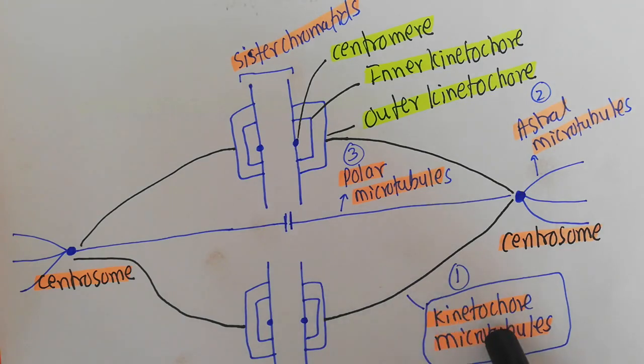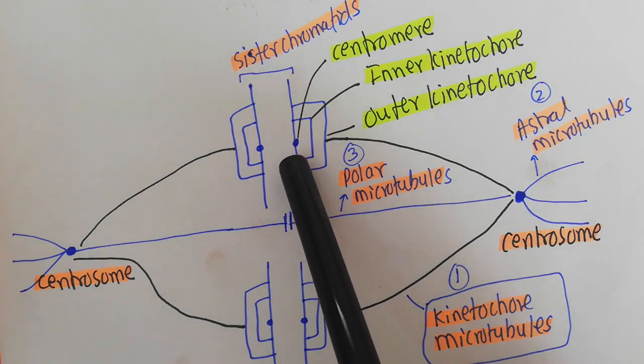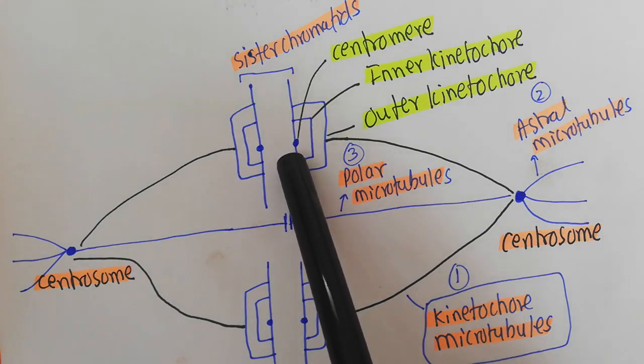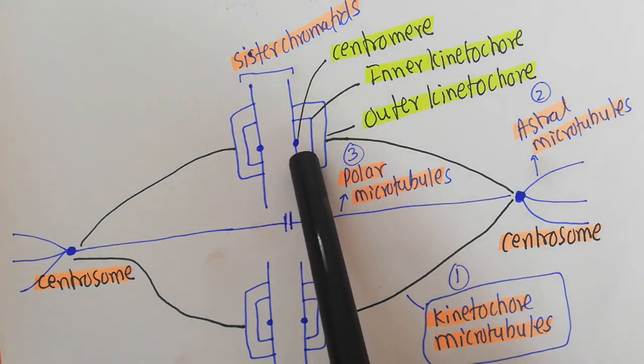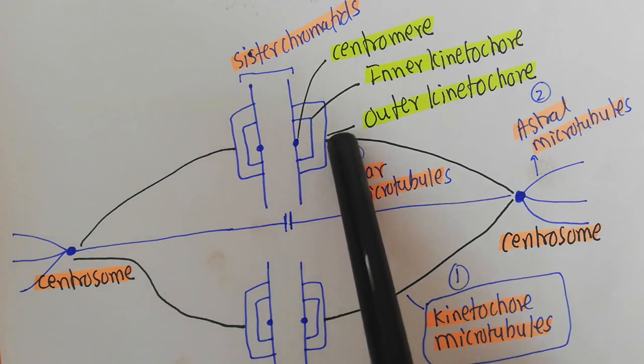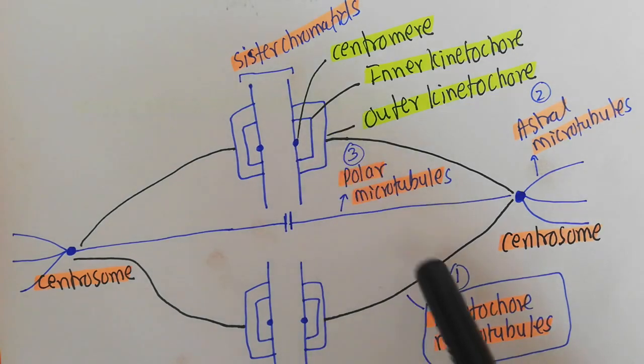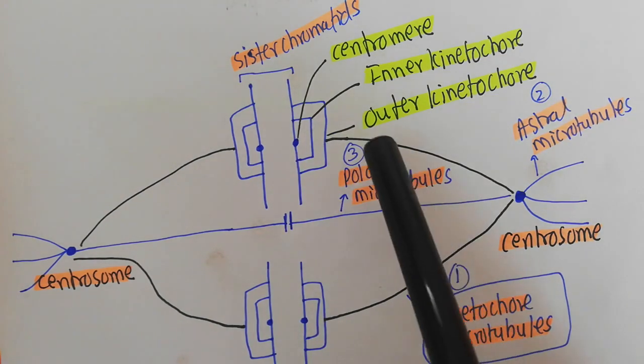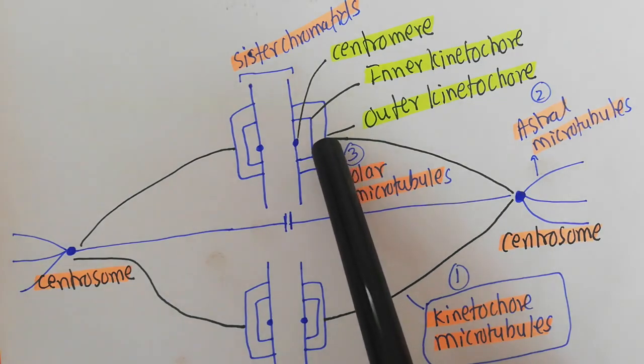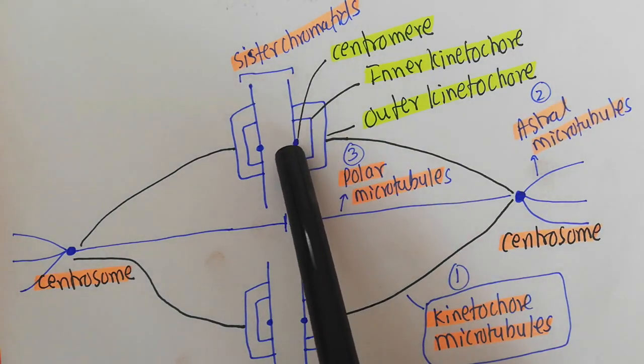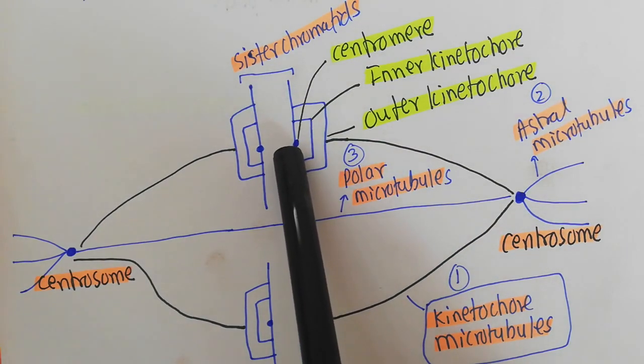So these kinetochore microtubules are in indirect interaction with the sister chromatids. By indirect, I mean that they are not directly interacting with the sister chromatids, but they are interacting through the kinetochore. So this kinetochore microtubule, by interacting with the kinetochore, is in indirect interaction with the sister chromatids.